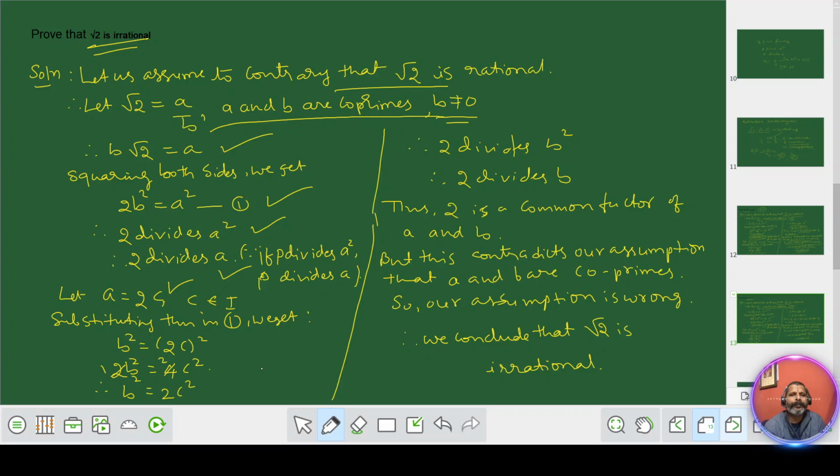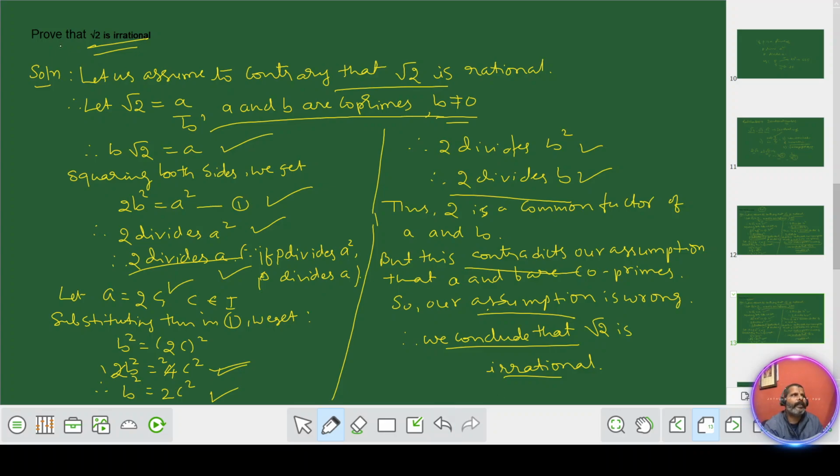Upon cancellation, we get b square is equal to 2c square. Then 2 divides b square also. So 2 divides b. So we got 2 divides a, 2 divides b also. Therefore 2 is a common factor for a and b. But what we assumed in the beginning, a and b are co-primes, right? So this contradicts, because our assumption was wrong. We write that and we conclude that root 2 is irrational.